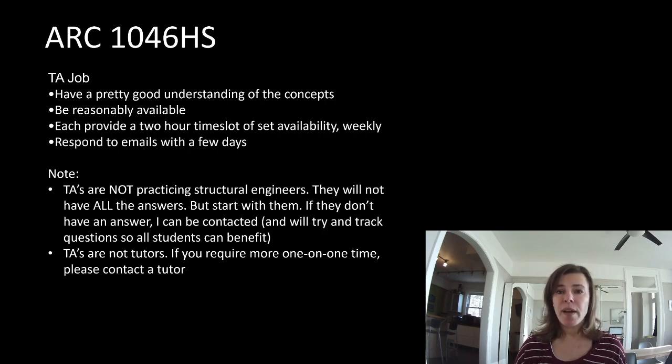If we find, what the TAs are going to do is keep track of those questions. And if there's something that's going to be helpful to the rest of the class, they'll make sure they let me know so we can add that into that communication to the whole class.